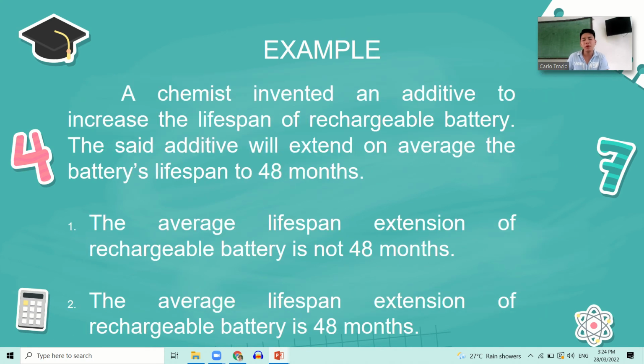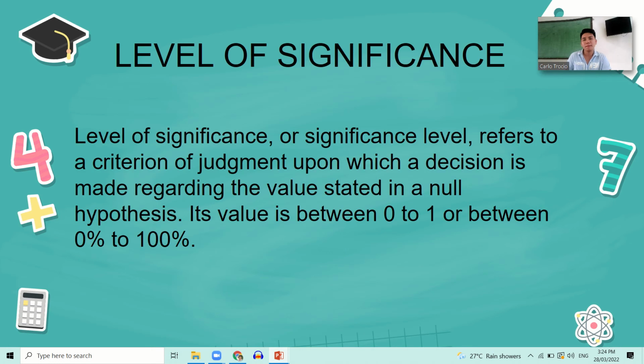Okay, another example, one more example. A chemist invented an additive to increase the lifespan of rechargeable battery, but the said additive will extend on average the battery's lifespan to 48 months. So statement number one, the average lifespan extension of the rechargeable battery is not 48 months. Therefore, that is the null hypothesis. And then the second one, obviously, is the alternative hypothesis.